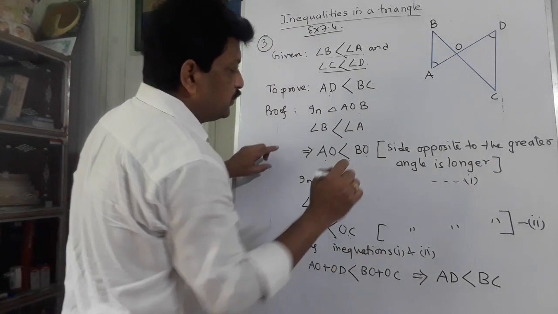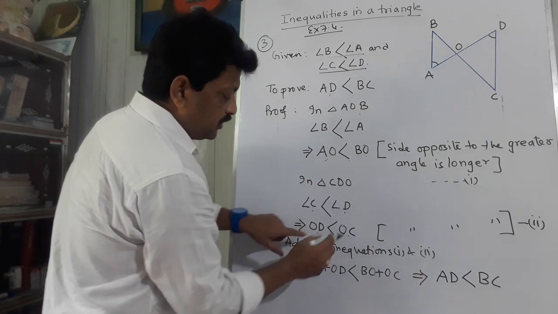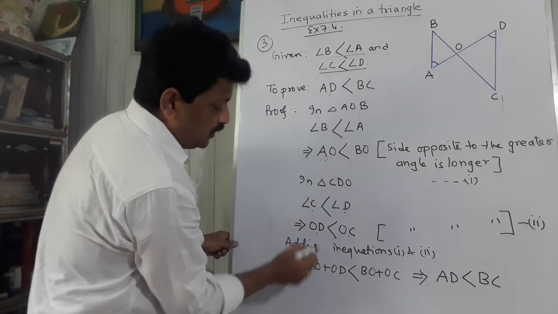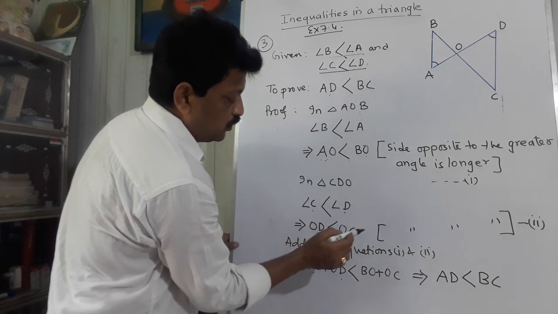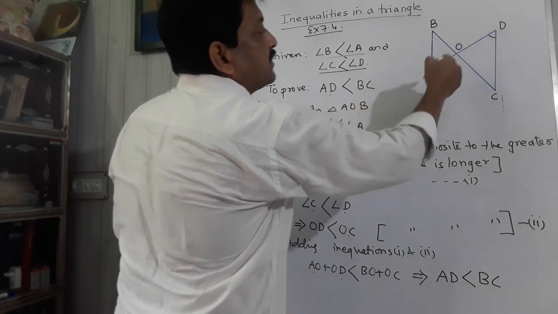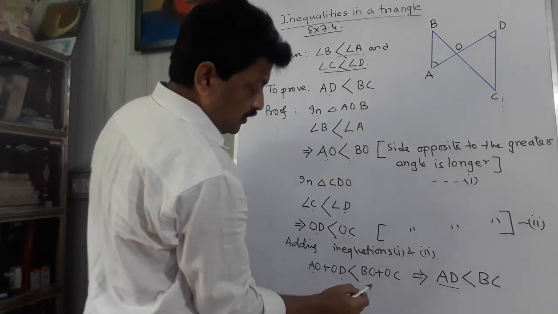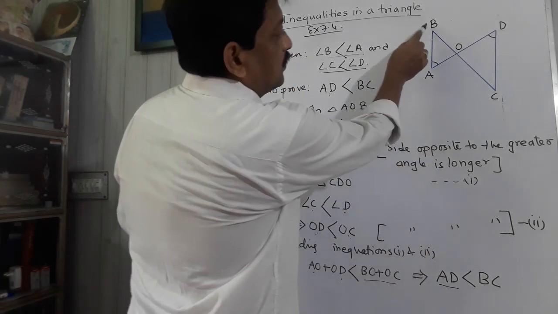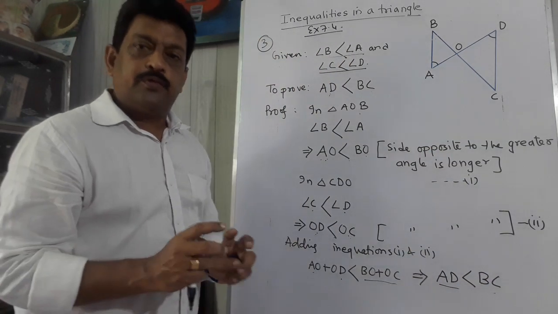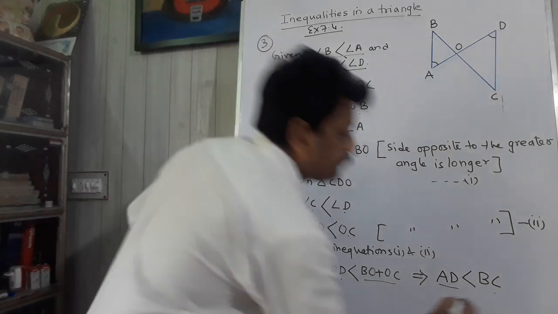Now we have got two inequations: AO less than BO and OD less than OC. By adding these two, AO plus OD is less than BO plus OC, and AO plus OD makes AD, and BO plus OC is the whole length BC. That is what we have to prove. So this sum is done, this is proved.